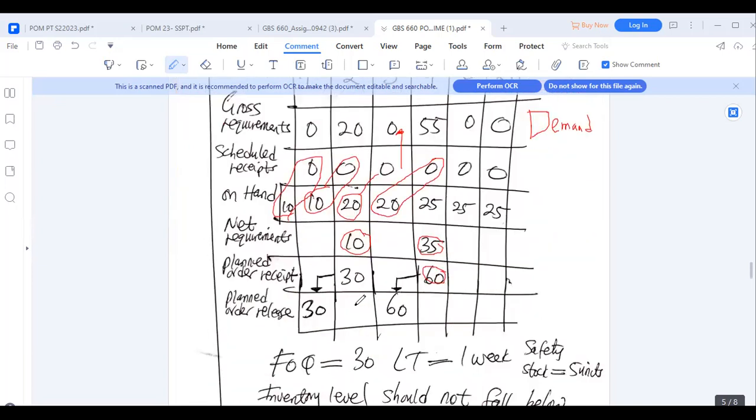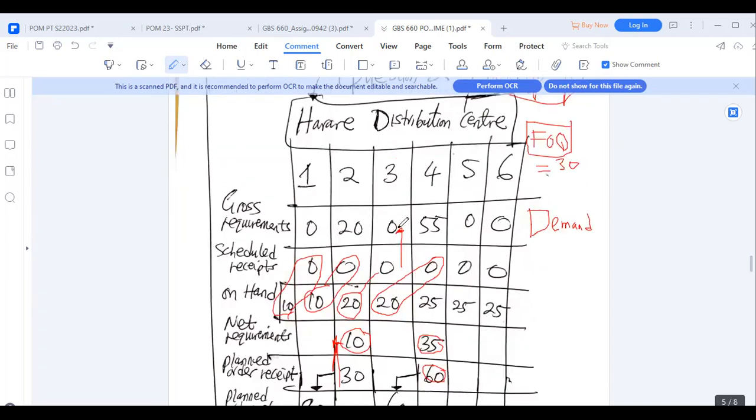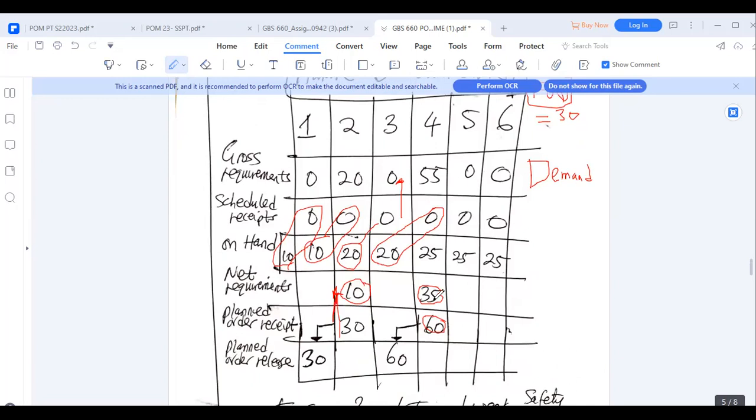So what happens? We should order the fixed units of 30 units. That's the fixed ordering quantity that they gave us. So after ordering this, we can sort out this problem. We can remain with the 20. 20 plus 0 to meet the demand of 0. We still have on hand of 20. 20 plus 0 to meet the demand of 55. We are under pressure. We have a shortage of 35.